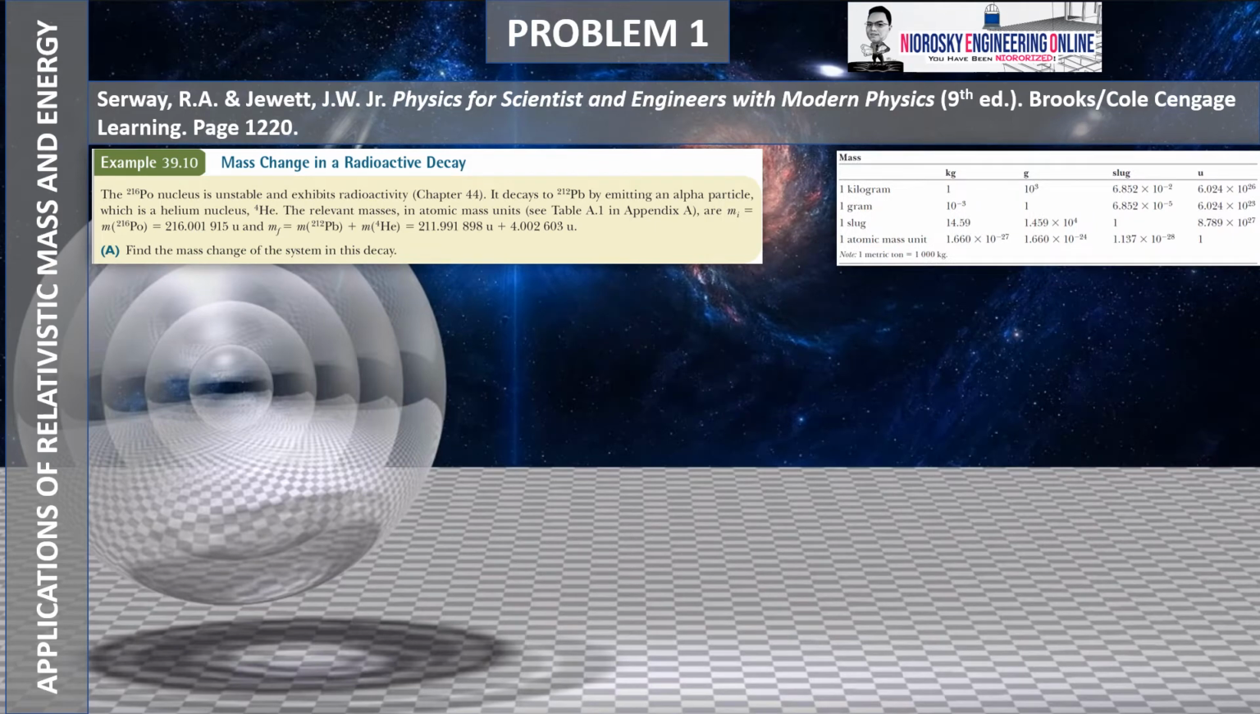So let us focus on the question letter A: find the mass change of the system in this decay. Now notice that the polonium under unstable condition, which is your initial mass in concern, equals 216.001915 U, and the final mass is the mass after the decay is present. So taking their difference will be the mass change, or the delta value, or the change in mass.